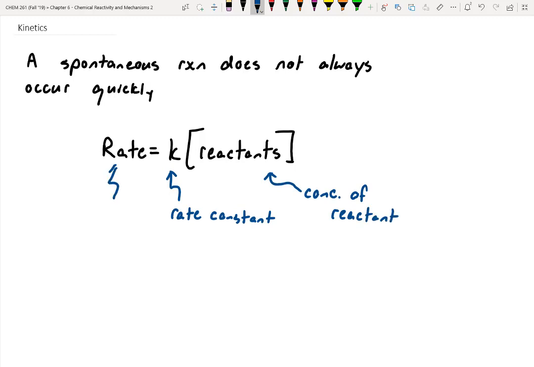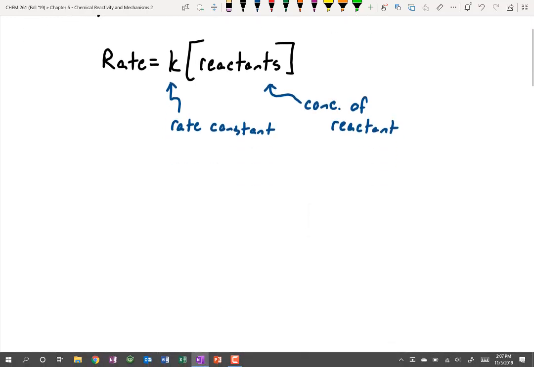What about rate? How do we know the units for rate? Can we know the units for rate right away? Not necessarily. We need to know the order of the reaction. We'll talk more about that later, but the units for rate are closely tied to the reaction order. They're not a set unit, so we need to pay close attention to that.